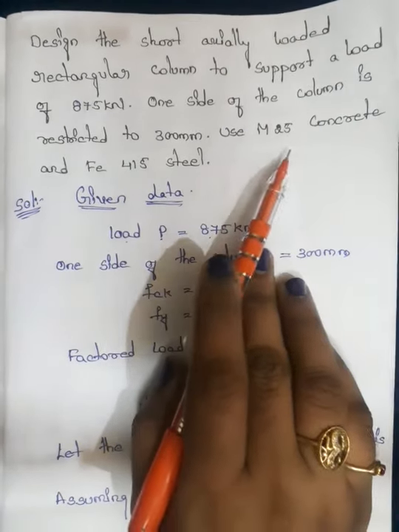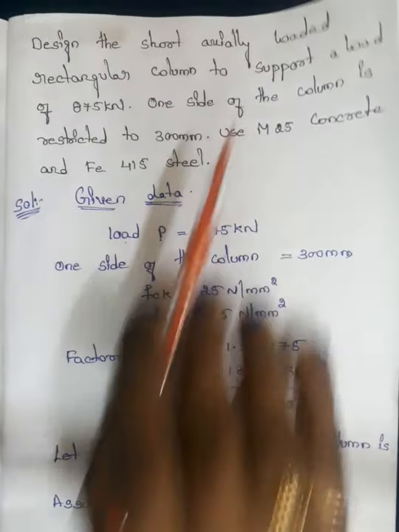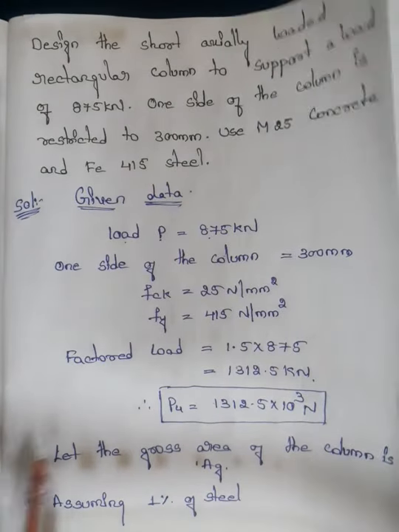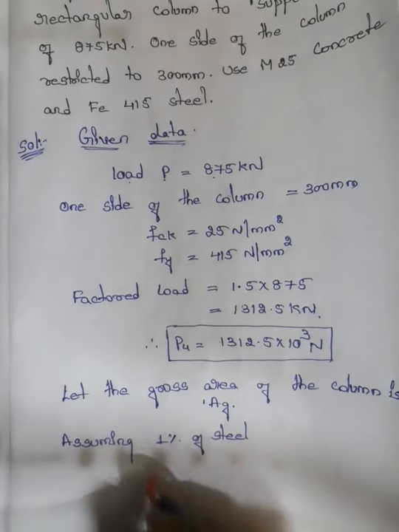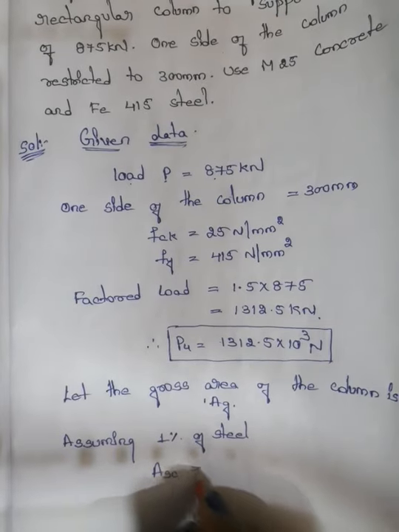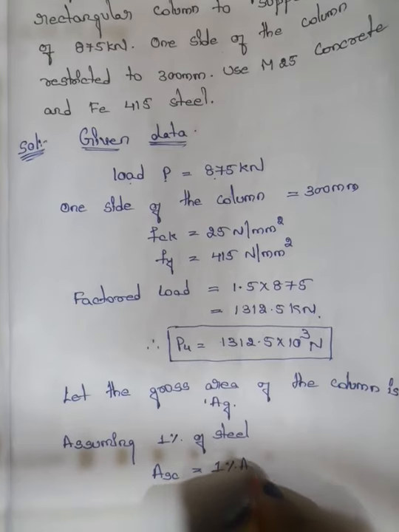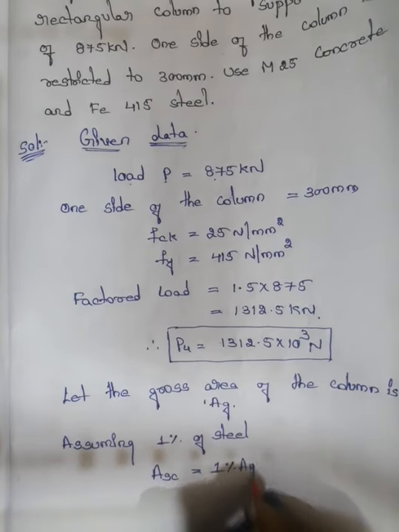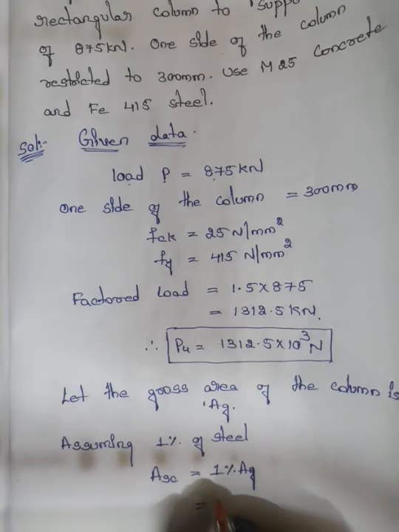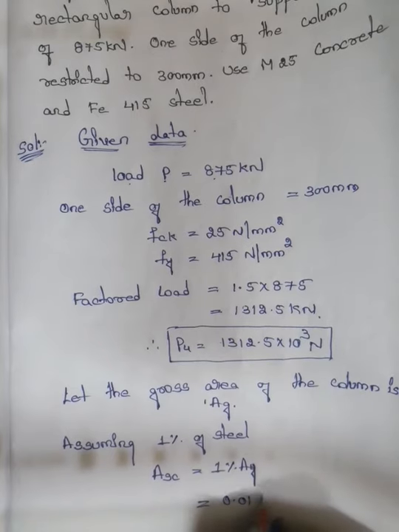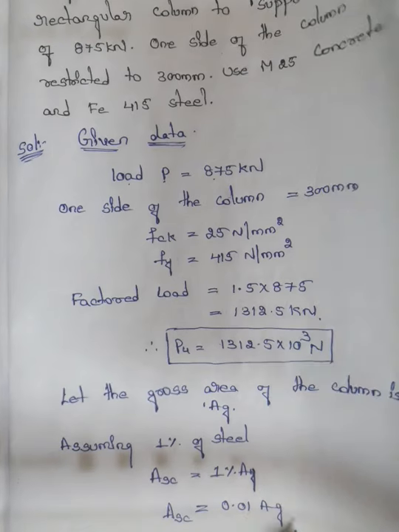See here, he has not mentioned the other side, so we need to find that. We don't know the Ag, we don't know the Asc also, because area of steel, number of bars, nothing has been given. So we don't know Asc and we don't know Ac. All the values are unknown. So we are assuming 1% of steel. That is Asc, the area of steel, 1% of the overall area of the column, which is denoted with Ag, right? So 1% means it is 0.01 Ag. So Asc is equal to 0.01 Ag.